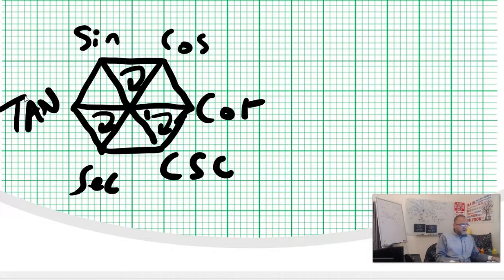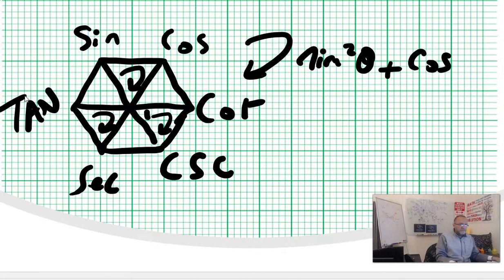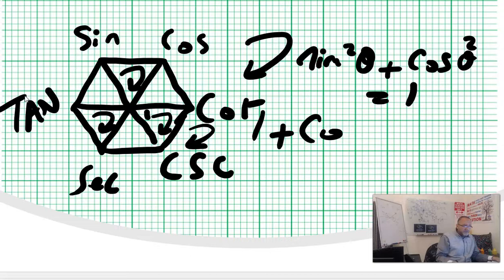The first one gives you what? If you go like this here, it gives you sine squared of the angle of rotation theta, whatever it is, plus cosine squared theta equals 1. This one gives you what? This one gives you 1 plus, because we start with 1 here, and those you're going to use a lot, 1 plus cotangent squared theta equals cosecant squared theta.